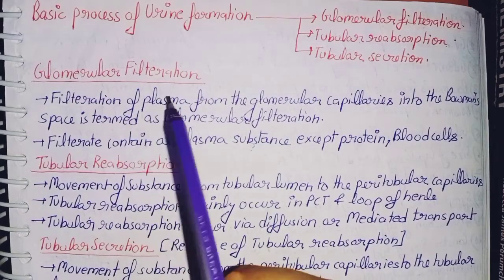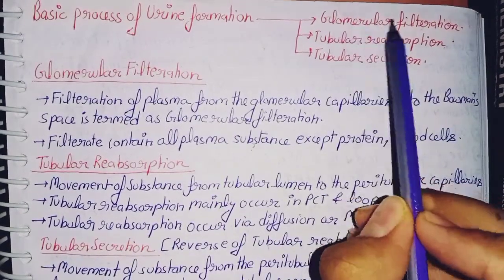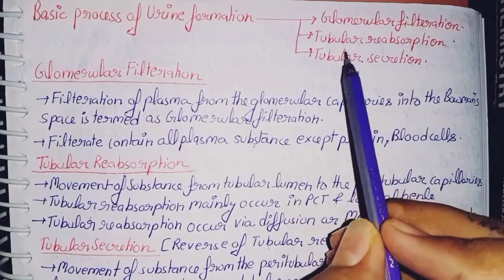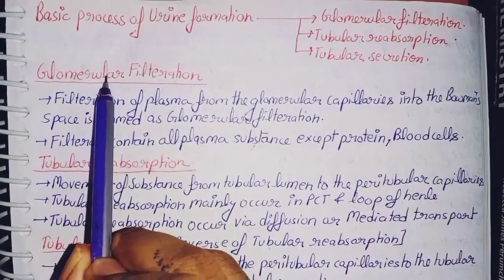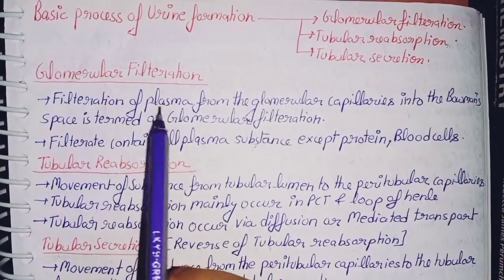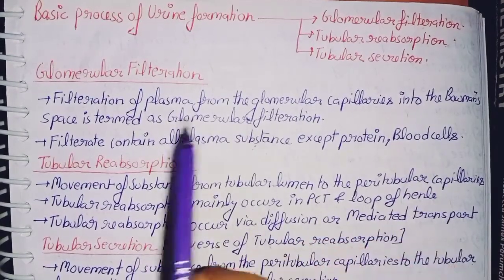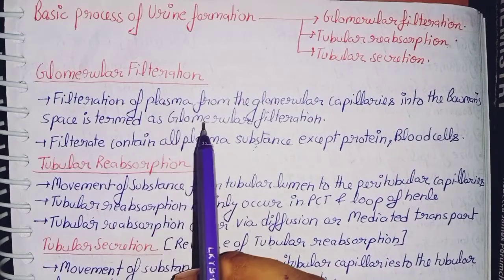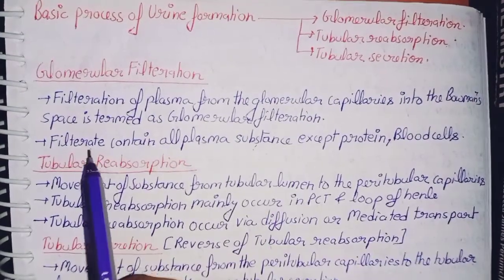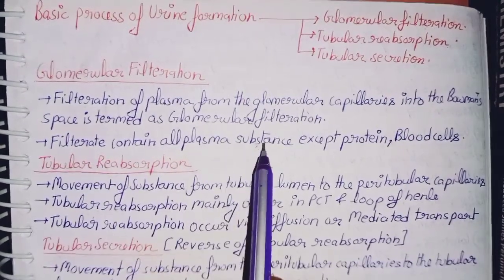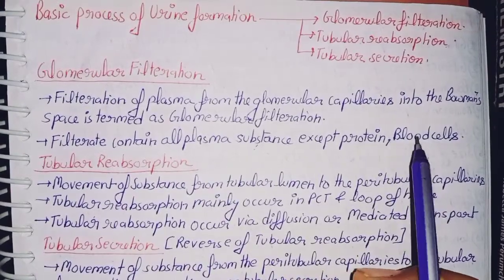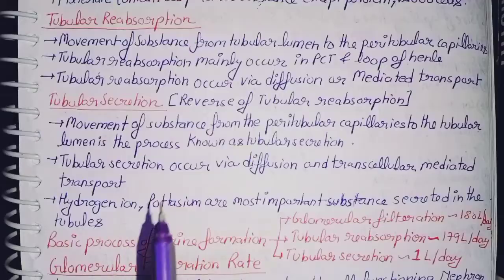Coming to basic process of urine formation, these are glomerular filtration, tubular reabsorption, tubular secretion. Coming to glomerular filtration, filtration of plasma from the glomerular capillaries into the Bowman's space is termed glomerular filtration. Filtrate contains all plasma substances except protein and blood cells.